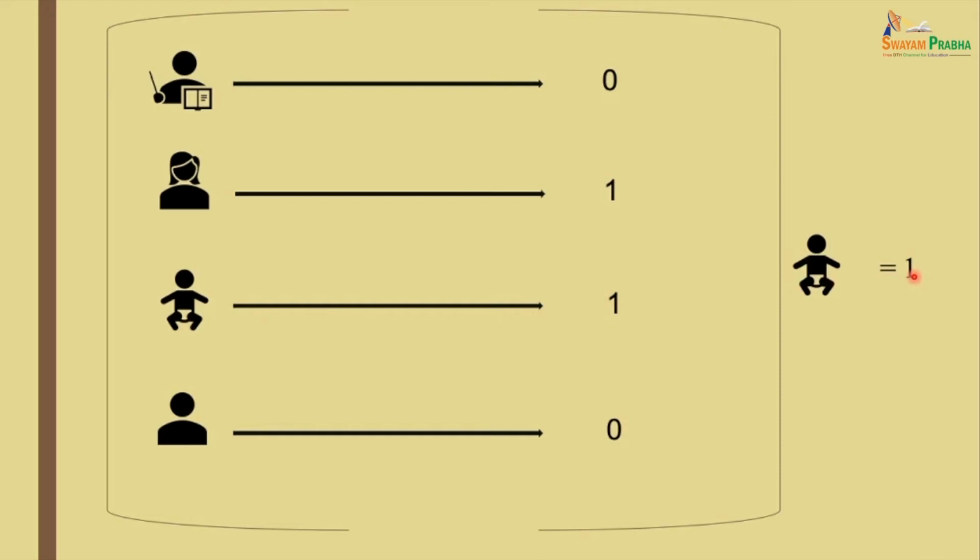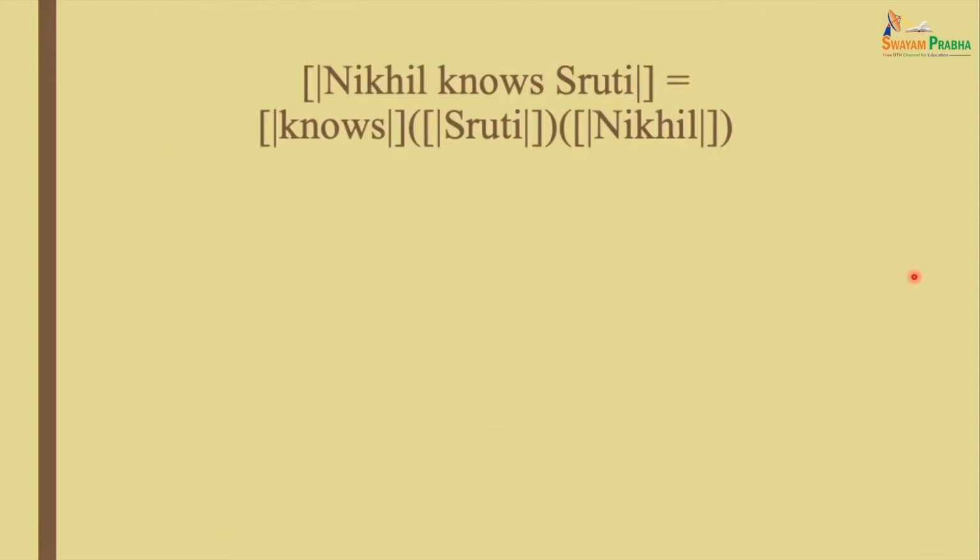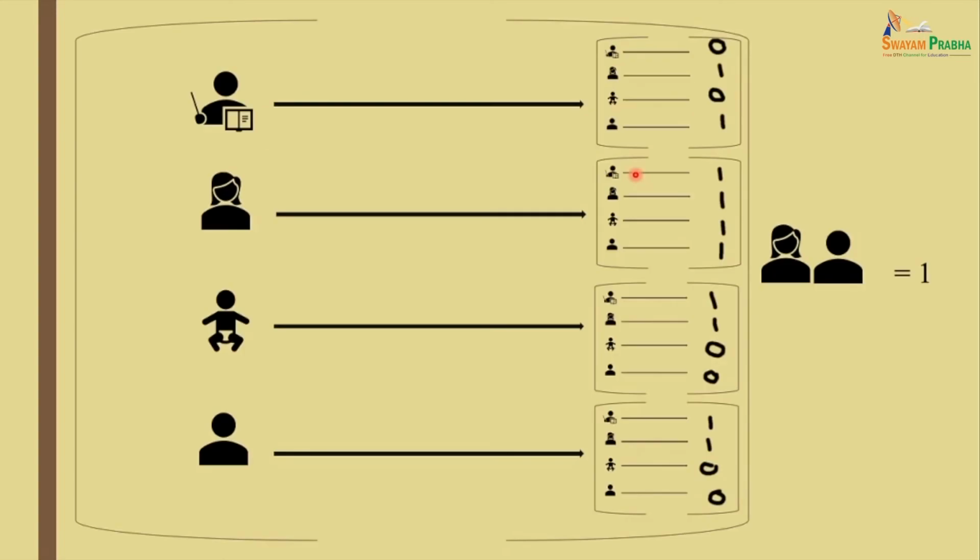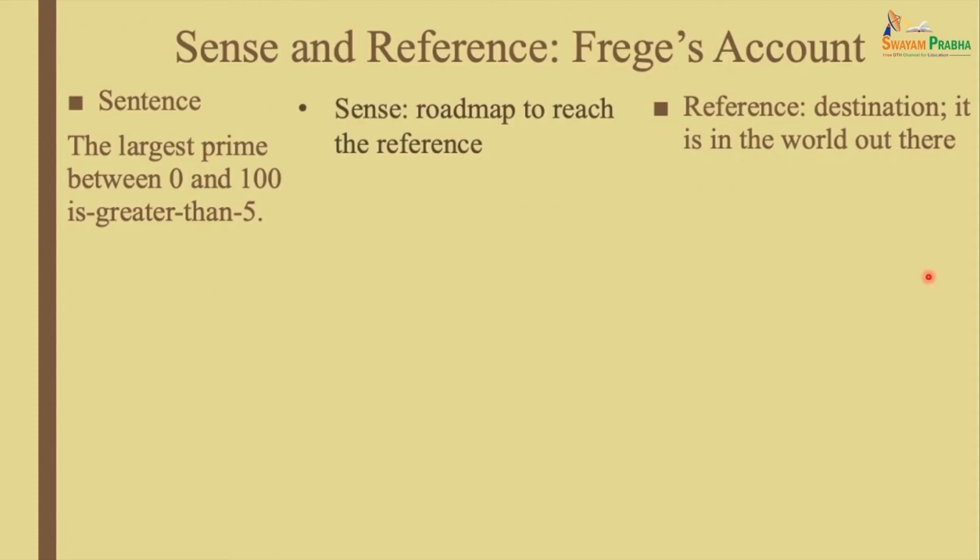So you compute the value of a sentence against a given model. So Nikhil knows Shruti, as I said, is slightly complicated because here Shruti comes first, the object comes first, then the subject comes. So it will be something like this. First you go to Shruti, and then you go to Nikhil. So this is Nikhil, and the value is 1. So therefore 1.